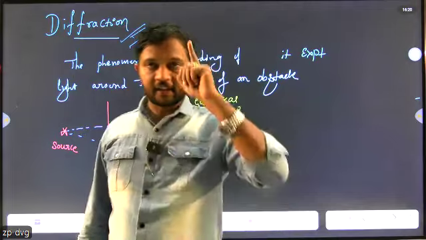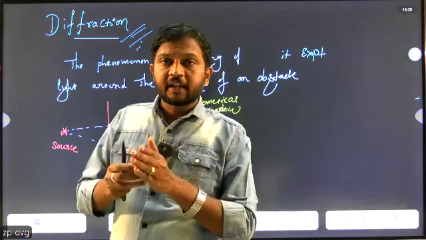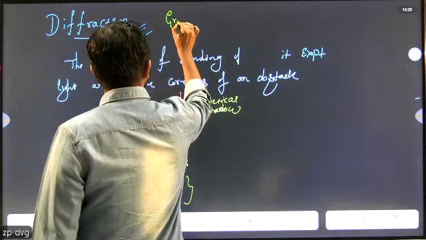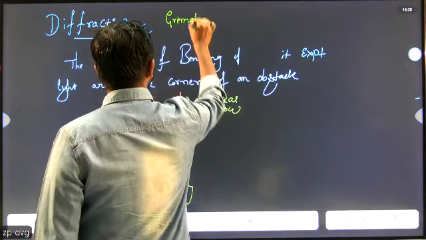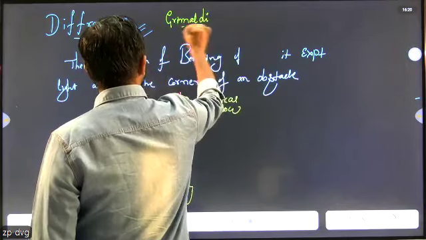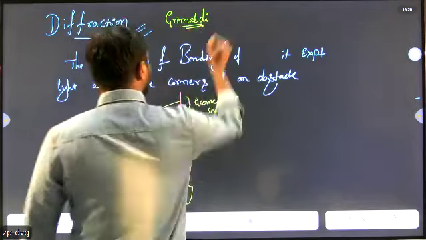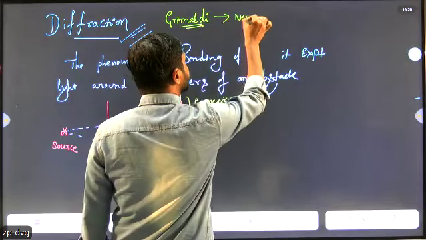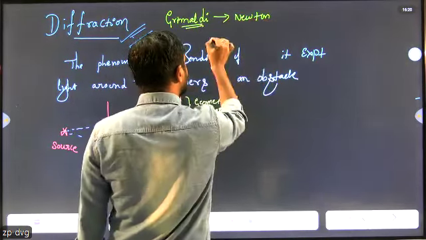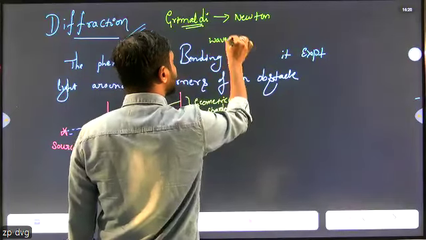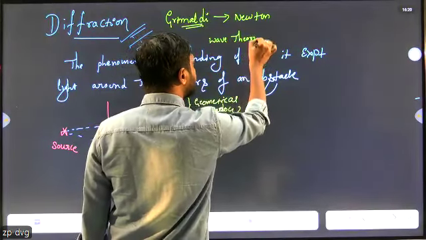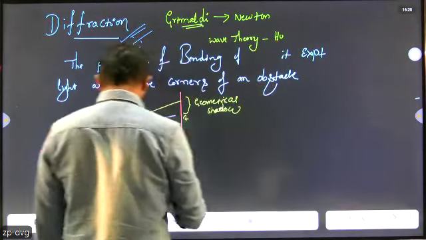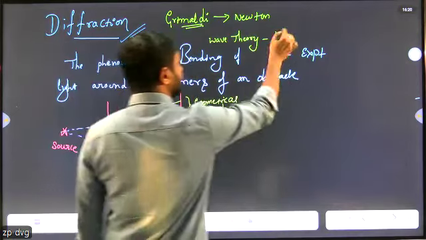Is it clear? So in the earlier days, wave theory, diffraction was first explained by a scientist called Grimaldi. And later it was performed by experiment, that is Newton. But the one who applied the wave theory concept, that is Young, sorry, Thomas Young.